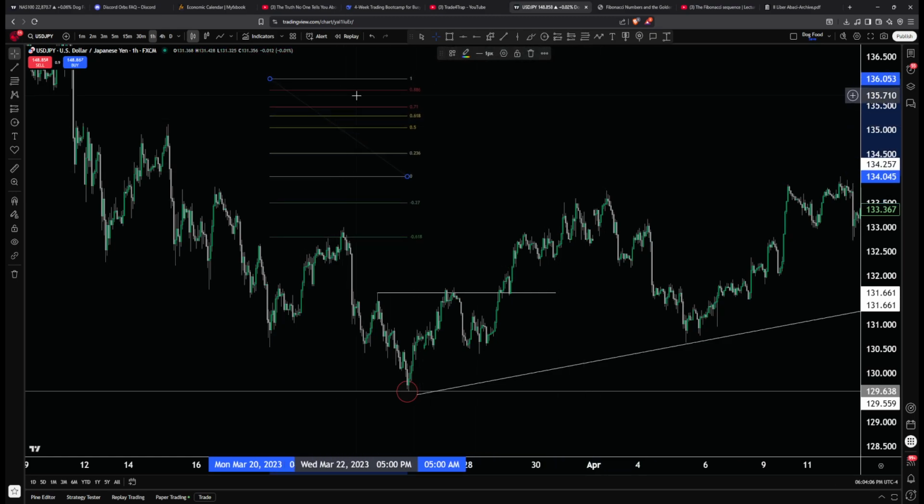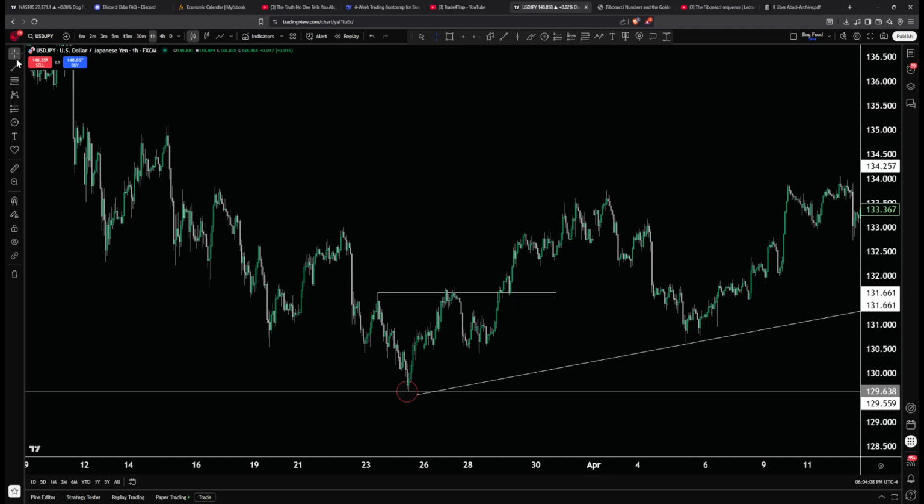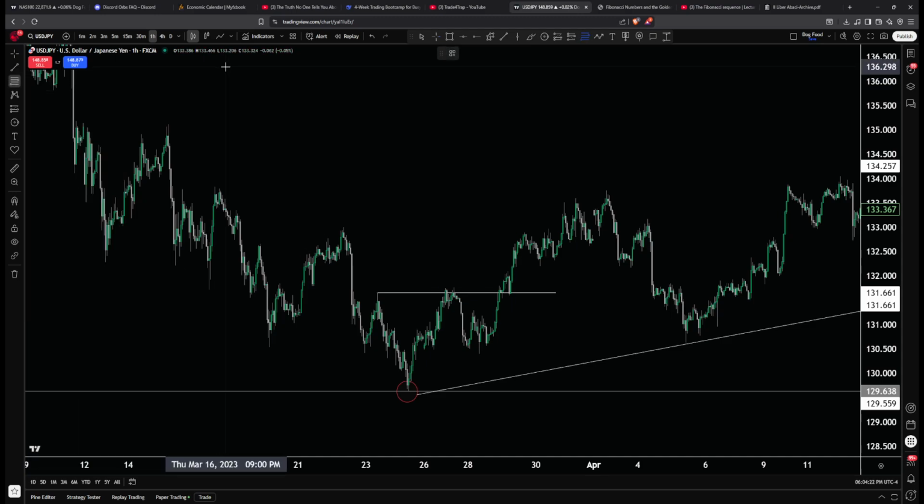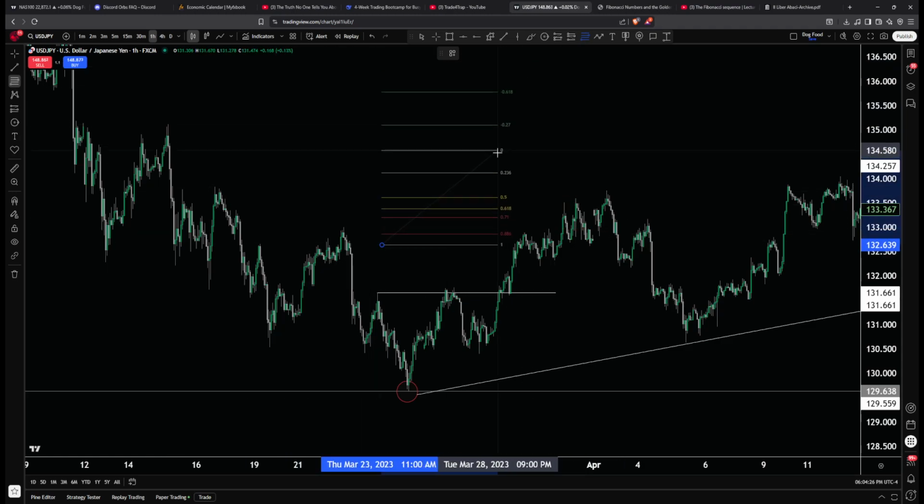And if you want to get fibs on your TradingView, I think it's the second option here. You want to click the side arrow and hit Fibonacci Retracement. I have it starred because I use it a lot. So I will draw it right here so you can see.